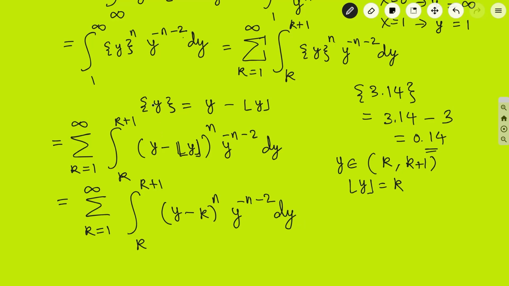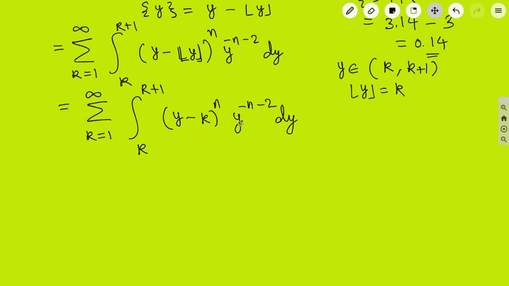So this is the integral that we get here, and now you can see this is pretty much solvable, right? This is something which we know how to deal with, probably integration by parts. So let's do the integration by parts.